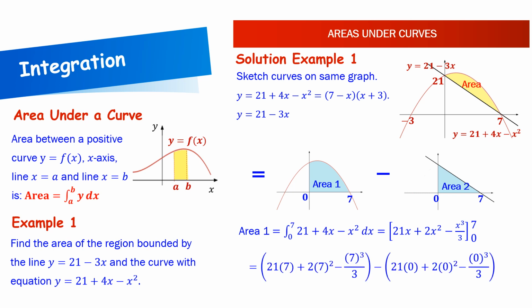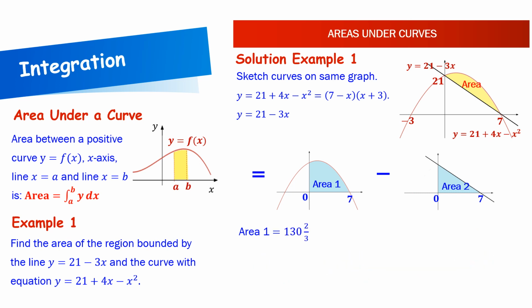So let's calculate this. Plugging in x equals 7 into the integrated expression gives us the expression shown, minus, and then plugging in x equals 0 into the integrated expression gives us the expression shown here. And tidying up, this gives us 130 and 2/3. So now we've calculated area 1.